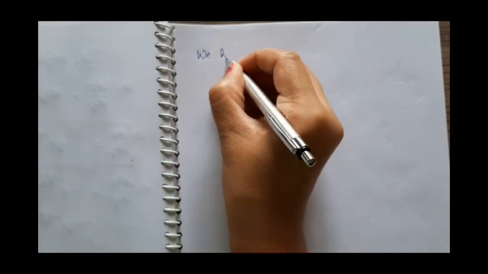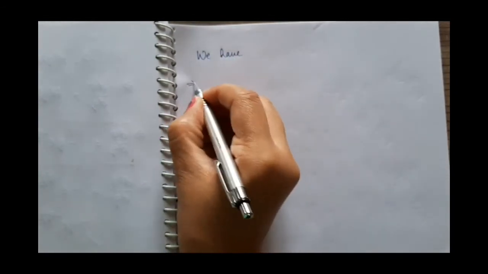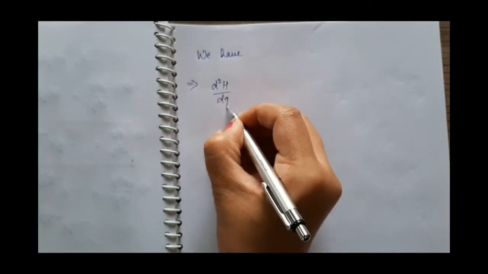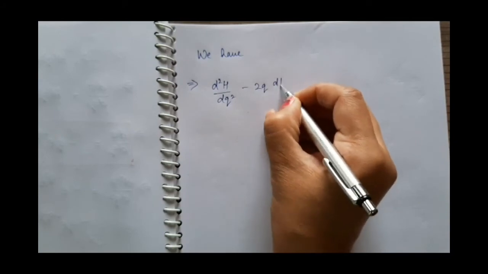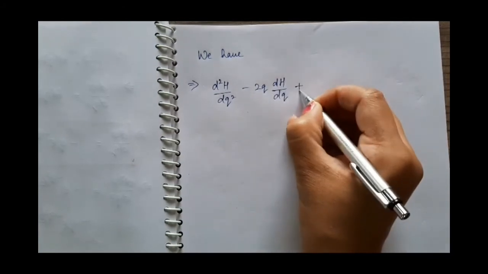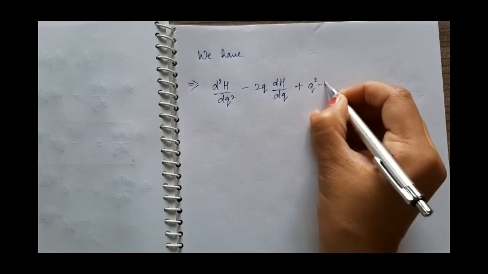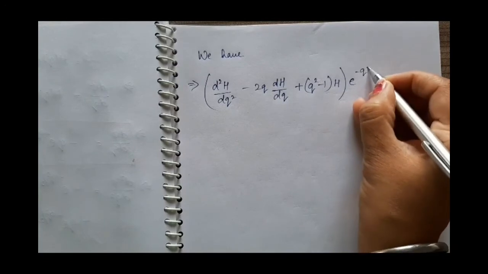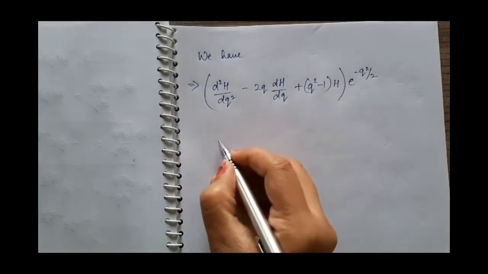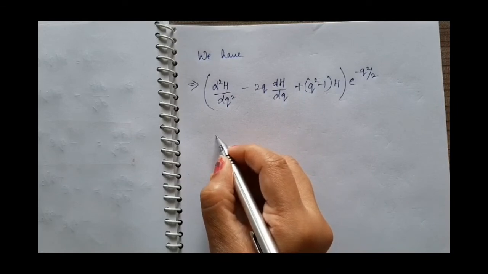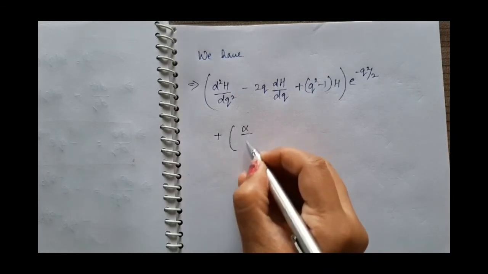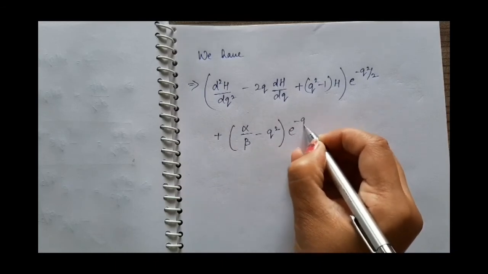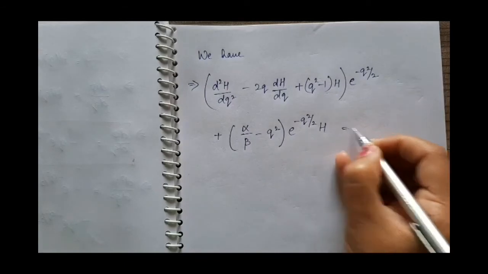So we have, put the value of d square psi by dq square. It is d square h by dq square minus 2q dh by dq plus q square minus 1 h, times e raised to power minus q square by 2, then plus alpha by beta minus q square, e raised to power minus q square by 2 h, it is equal to 0.